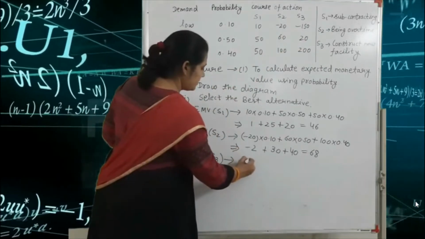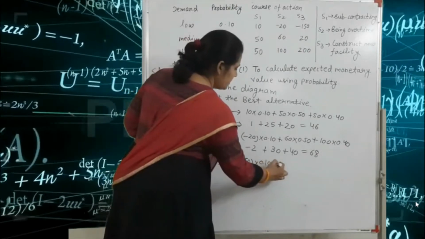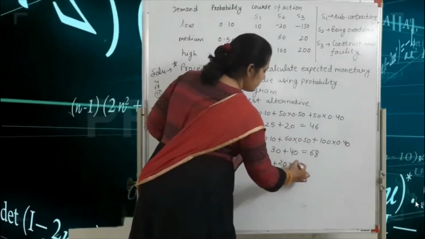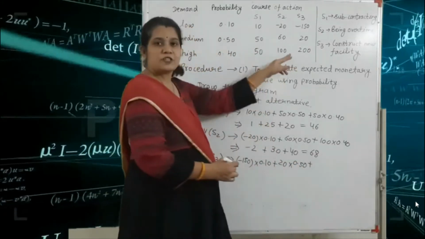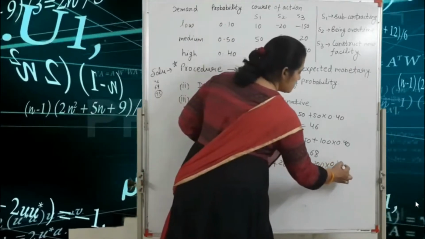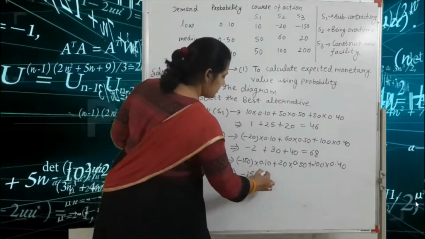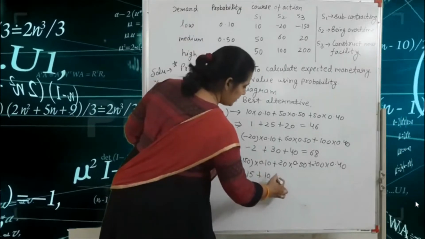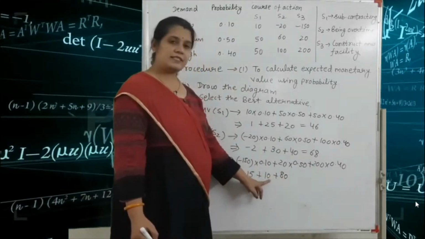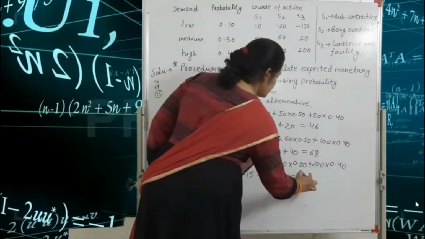So we write here minus 150 into first probability, 0.10. Second value is 20, so second probability is 0.50, and the third value is 200, so probability is 0.40. Okay. So here we write the value of minus 50 plus 10 plus 80. Here minus 15 plus 10, that is minus 5. So minus 5 plus 80 is equal to 75.